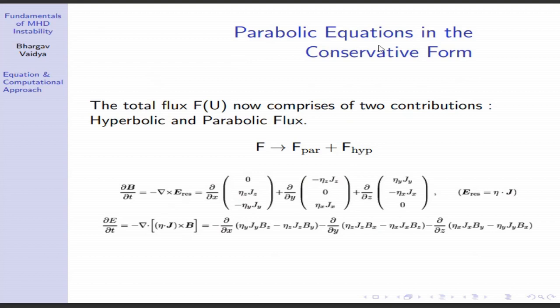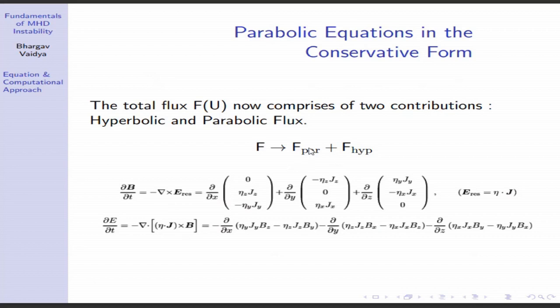Let us look at resistivity in slightly more detail. Remember, dQ by dt plus divergence of F of U equal to 0 was our case, because essentially this flux can be written in terms of divergence. The resistivity comes only in the induction equation and in the energy equation, because essentially heat will be generated, ohmic heating. So the flux can be written in two parts, just like what we have with two operators, the parabolic operator and the hyperbolic.